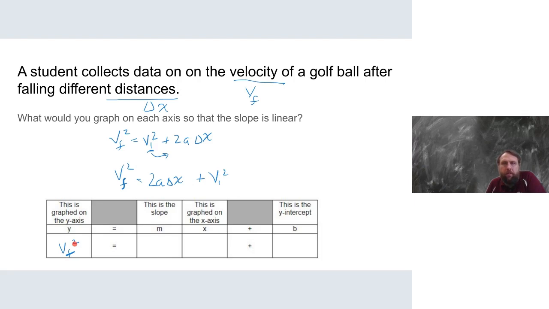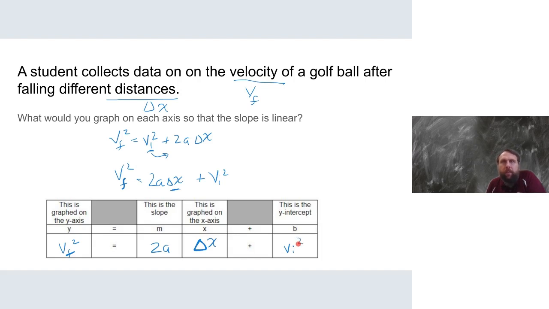And now we have some options here. What do I want to put on the x-axis? Well, that would be the delta x. What do I want to put on the y-axis? vF squared. The slope is 2a. And that leaves my y-intercept as the initial velocity squared.